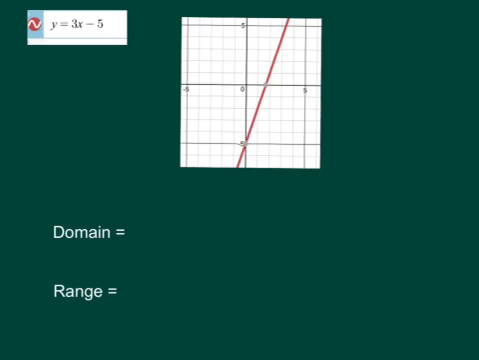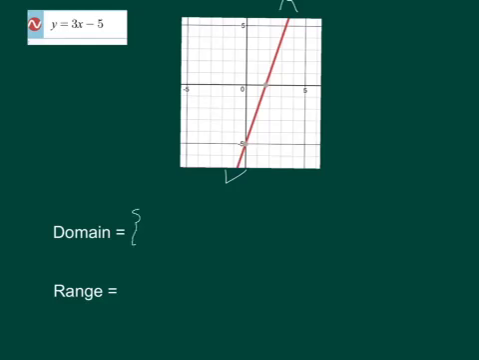In this example, we have a linear function. When we're looking for the domain and range, we first try to determine where the endpoints are. But with a linear function, we know that this can go on infinitely in both directions. With that in mind, then, we determine the domain to be this.